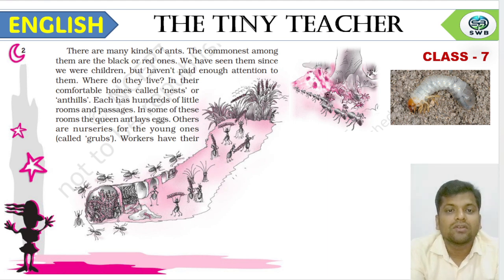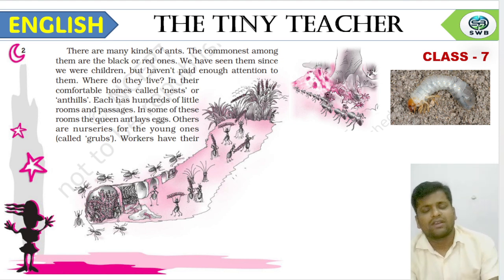So the home of the ant is known as nest or ant hill. The other name of ant hill is nest. This is very clear to you. Let's go to what is written in the next line. Each has hundreds of rooms and passages, and in some of these rooms, the queen ant lays eggs. So you can find many passages and many rooms in that ant hill.